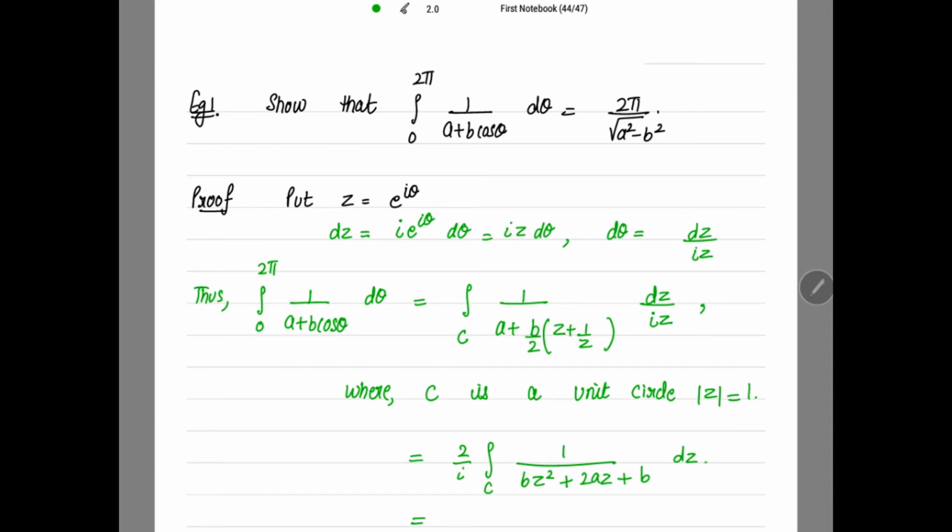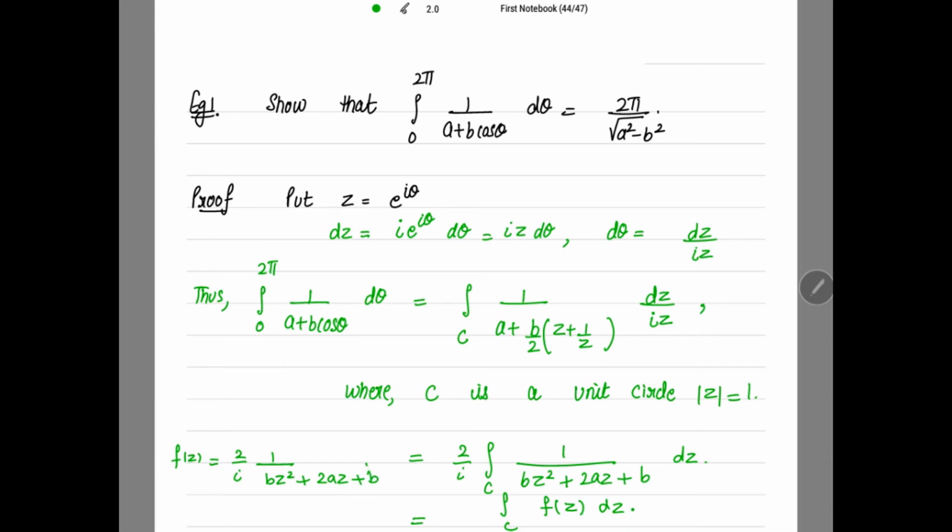And I'm going to put this 2 over iota 1 over bz square plus 2az plus b as f of z, because this whole thing is in z. So I'm taking this as f of z dz. So the next step is to find the poles of this function f of z, where f of z is 2 over iota 1 over bz square plus 2az plus b.